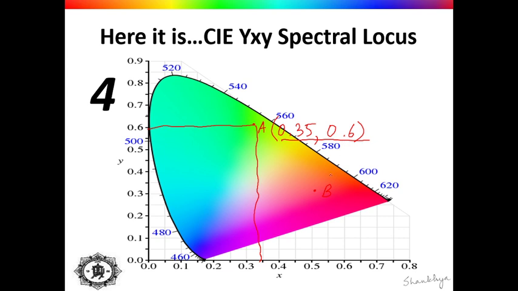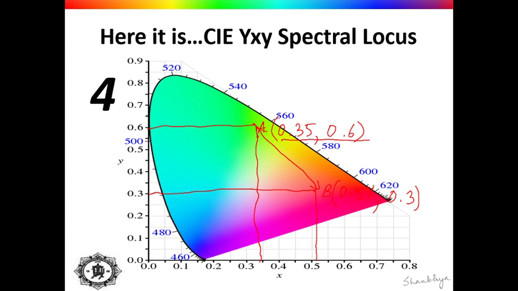Similarly, B is another color which is magentaish in nature. So it is having an x coordinate of 0.51 and a y value of 0.3. So 0.51 comma 0.3. Now if I ask you to find out the distance between these two colors, in coordinate geometry in your lower classes, you have already seen, in any coordinate space, how do you find out the distance between any two points?